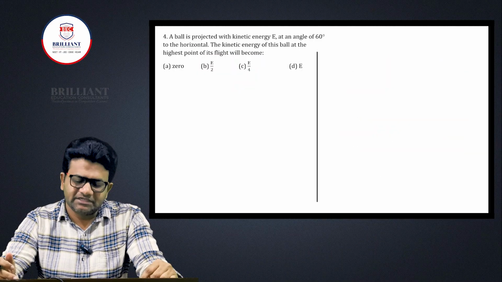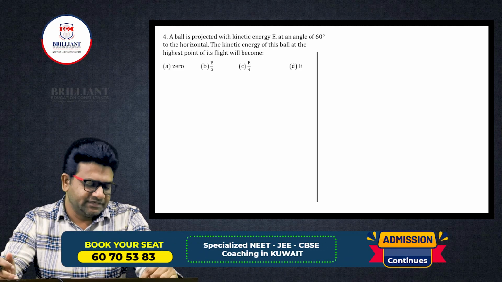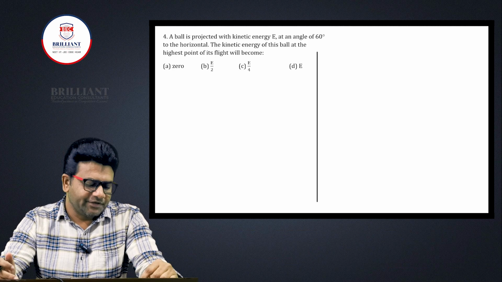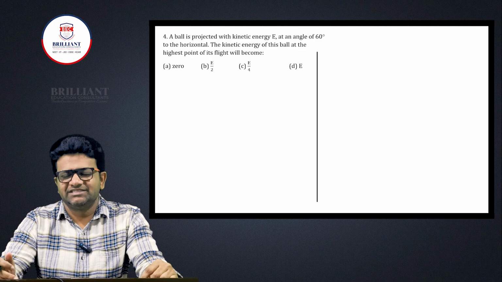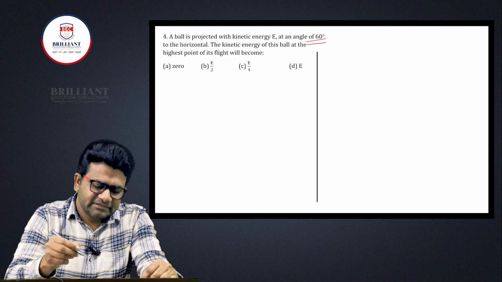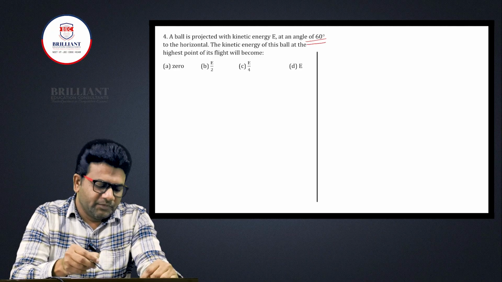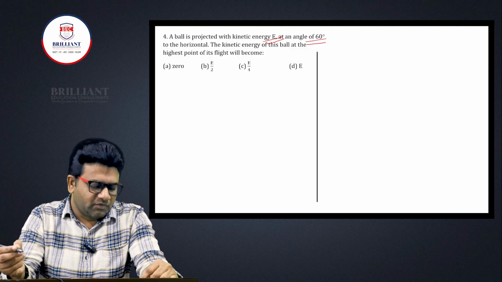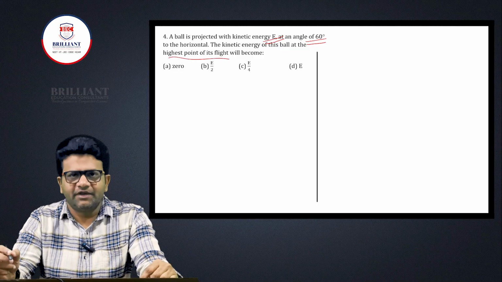A ball is projected with a kinetic energy E at an angle of 60 degree to the horizontal. The kinetic energy of this ball at the highest point of its flight will become what is the question. So in the question you can see it is given that the angle is 60 degree. The ball is projected with the initial kinetic energy E, and we have to find out the kinetic energy of the ball at the highest point.